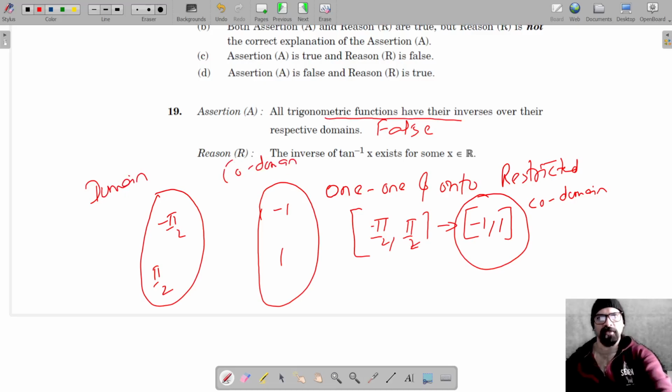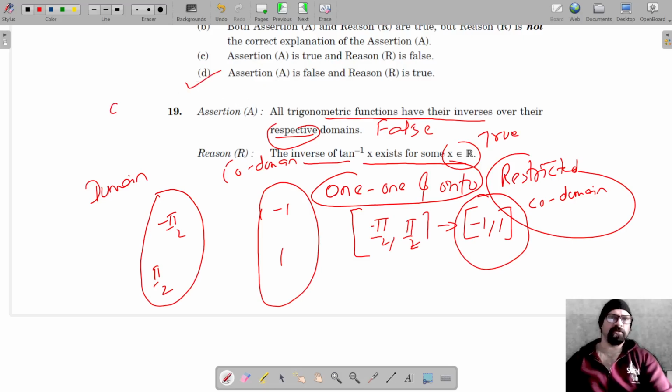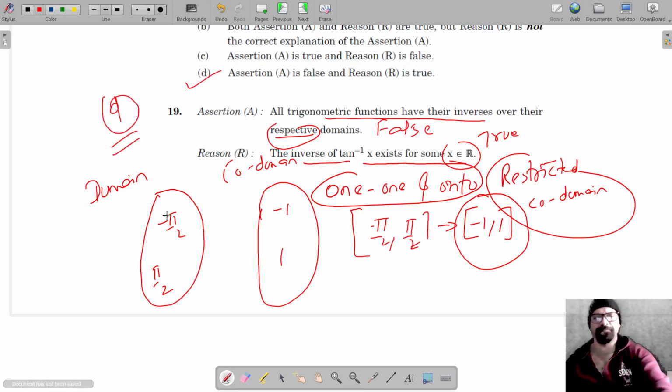So trigonometric functions have their inverses, that is, they are one-one and onto over the respective domains, which is not true. They have the inverses over the restricted domains. So the assertion is false. Now the inverse of tan, inverse x exists for x a real number, which is true. So A is false and the reason is true, which is option D.